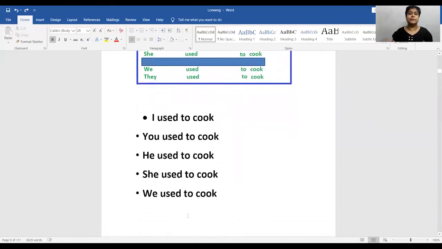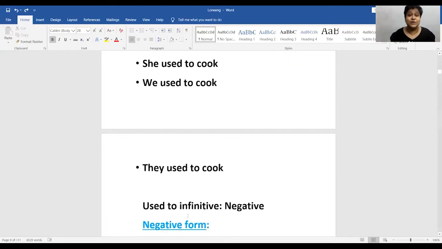Let's look at a few examples. I used to cook. You used to cook. He used to cook. She used to cook. We used to cook. They used to cook. Which means if I say I used to cook, I'm not cooking right now and I don't intend to cook in the future. Either A, I've got a handsome husband who's going to cook for me, or B, I have a maid who's going to cook. Either way, I don't plan on cooking. But initially, in the beginning, I used to cook all by myself. Okay, that's what it means.